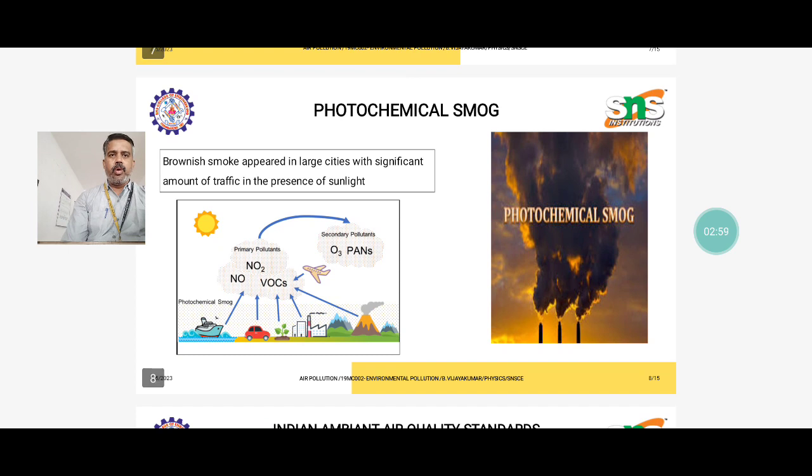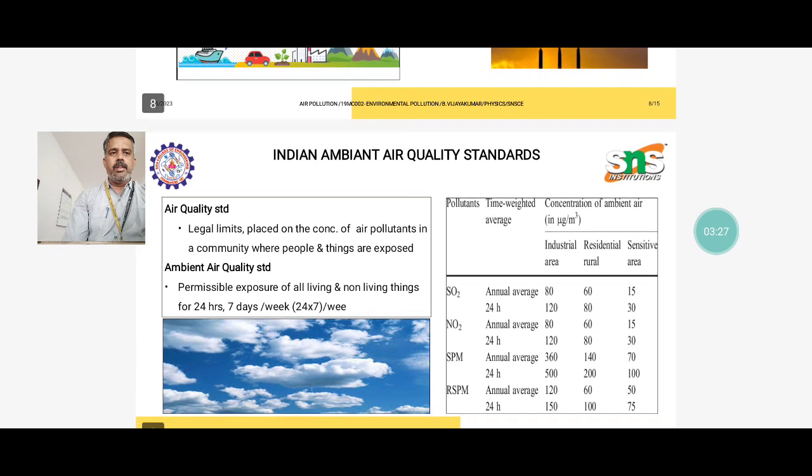Then the very important topic to be discussed in air pollution is photochemical smog. That means the air is pure, but a brownish smoke is produced when chemicals react in sunlight. The sunlight, the chemicals and the air composition all react and create a new type of air, and the light is also converted into other forms. That is called photochemical smog.